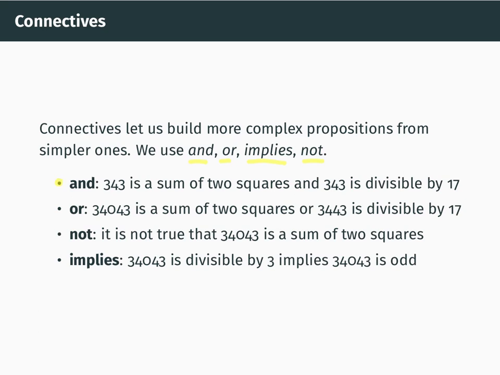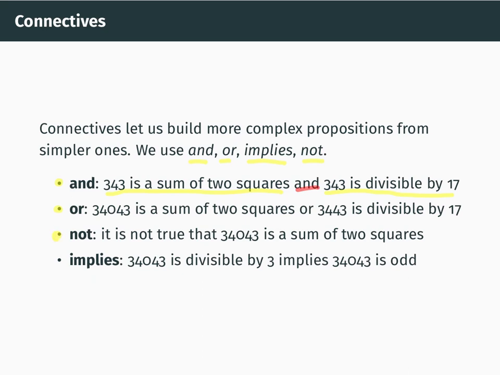The first is the connective and, so we can form a statement like 343 is the sum of two squares and 343 is divisible by 17. You can see what's happened there is that two simpler propositions, namely this one and this one, have been combined using the connective and into a larger, more complicated proposition. Next, an example with or. 34,043 is the sum of two squares, or 3,443 is divisible by 17. Again, two simpler propositions have been combined using the connective or into a more complicated proposition.